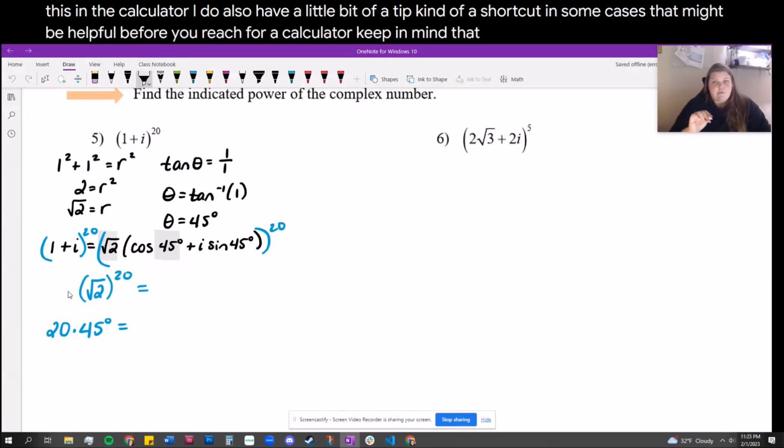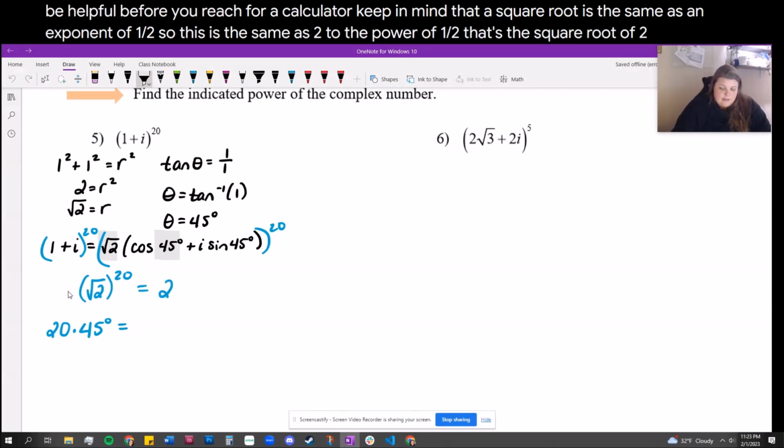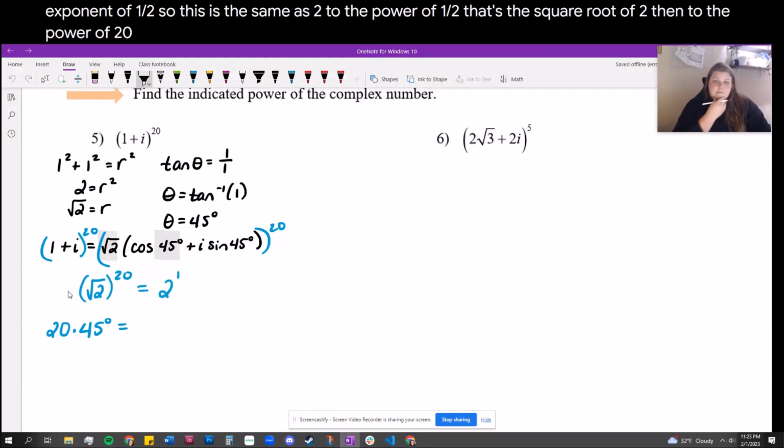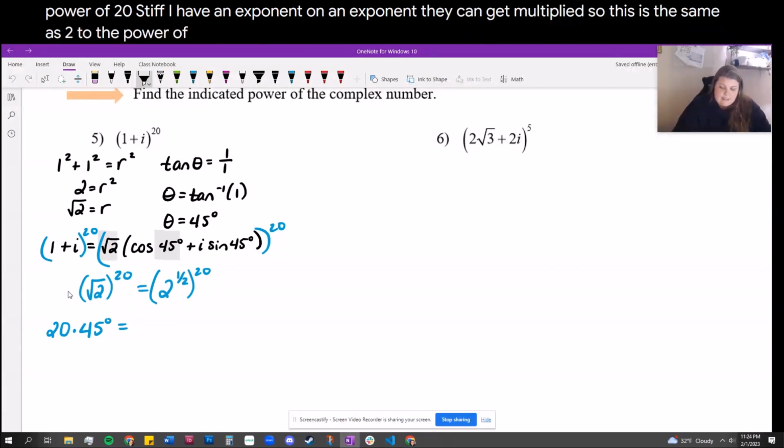Keep in mind that a square root is the same as an exponent of 1/2. So this is the same as 2 to the power of 1/2, that's the square root of 2, then to the power of 20. Next, if I have an exponent on an exponent, they can get multiplied. So this is the same as 2 to the power of 10.